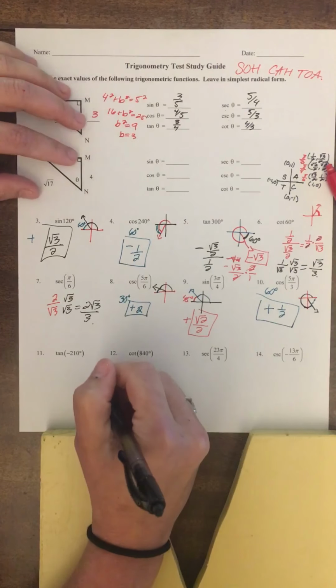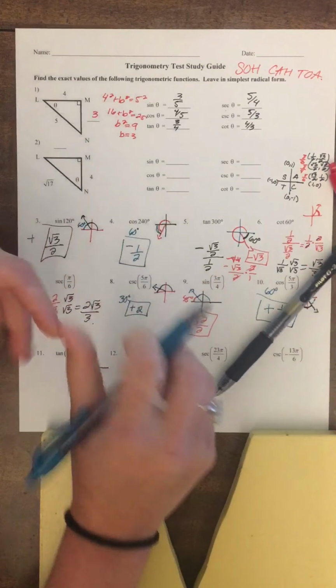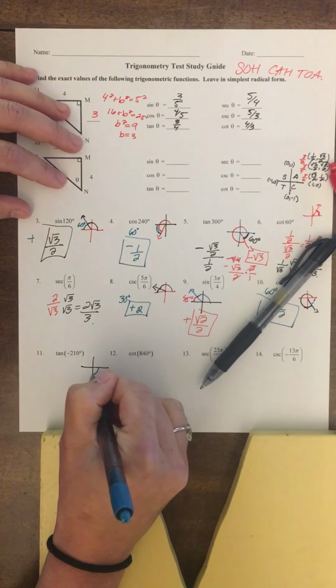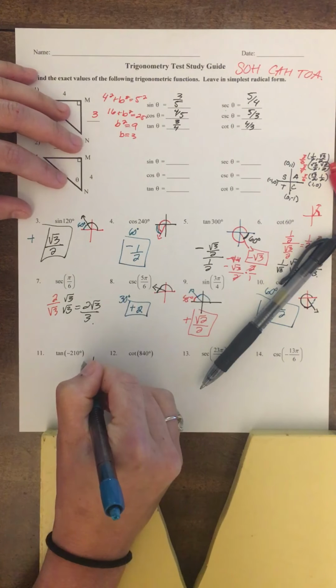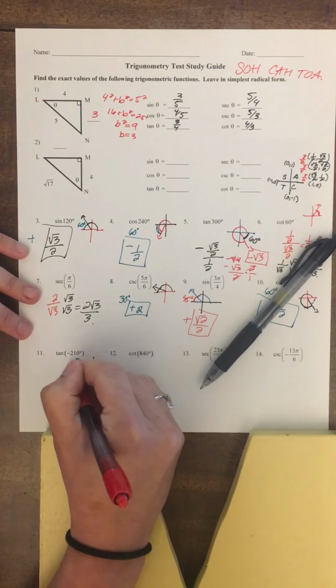On number 11, so we're rotating negatively, which is clockwise. So we're going to rotate 90, 180, and then we go 30 degrees more to 210, which means our reference angle is right here. It's 30 degrees.